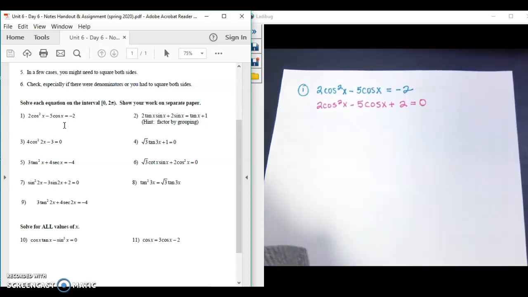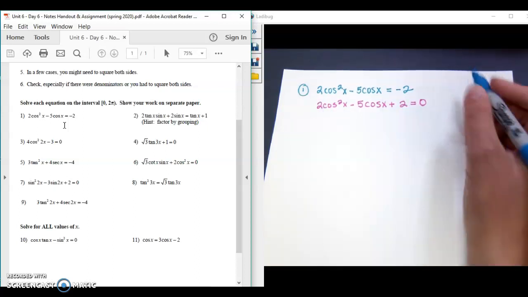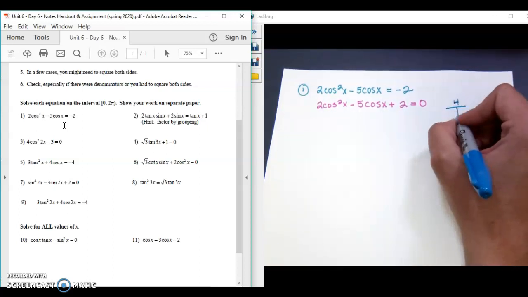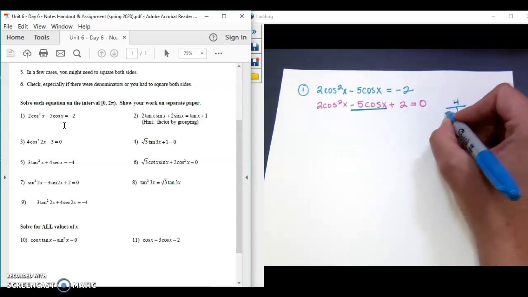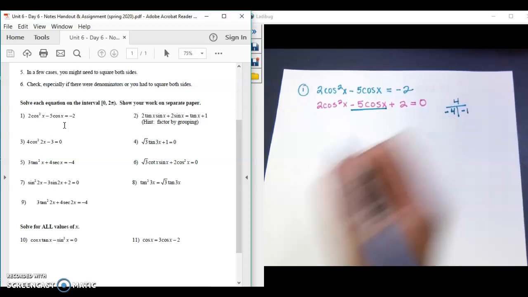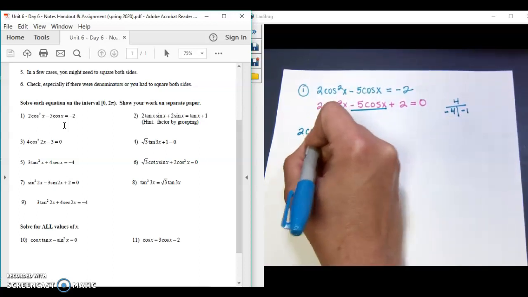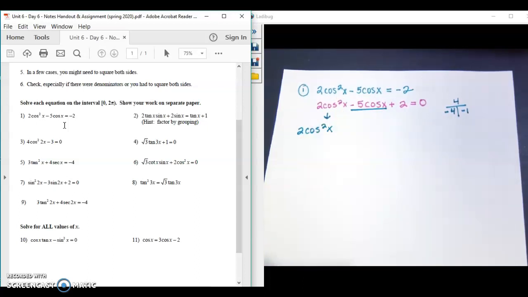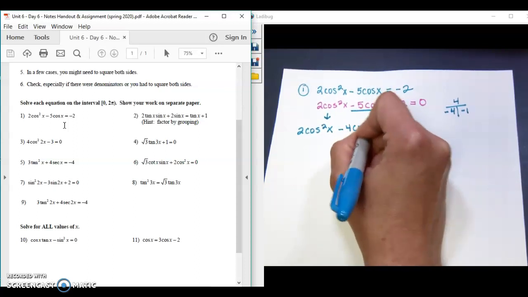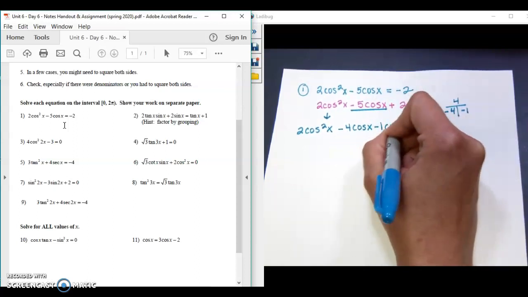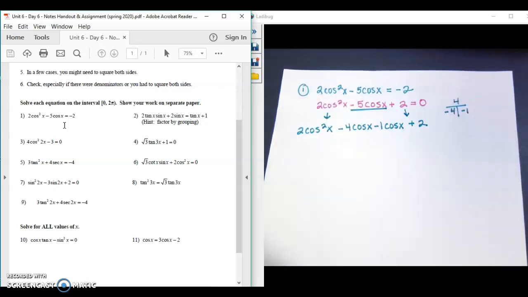Okay, so we have to do the long factoring because we have this 2 out front. So 2 times 2 will give us 4. Finding 2 numbers that multiply to give you 4 and add to negative 5. So negative 4 and negative 1. If we bring down our first term, then we're going to replace the middle terms with negative 4 cosine x and minus 1 cosine x. And we're going to bring down our 2.